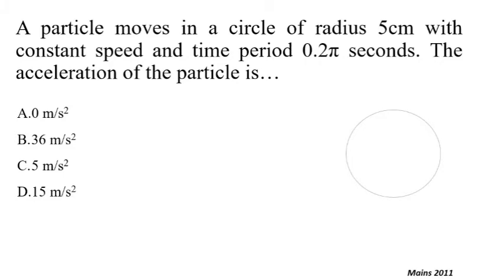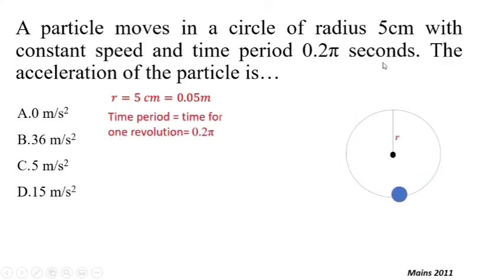Next problem: a particle moves in a circle of radius 5 cm. So the given data is that the particle is rotating along a circle and the radius is equal to 5 cm. This can be written in meters as 0.05 meters, with constant speed. This is a case of uniform circular motion and the time period is 0.25 seconds. Time period is nothing but the time required to complete one circle, and that is equal to 0.25 seconds.